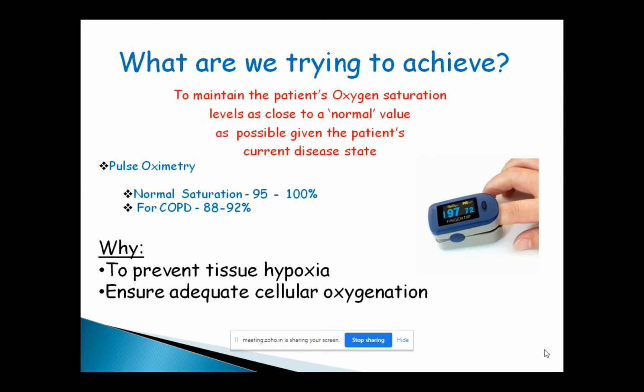So we are not treating the underlying problem. We are correcting the symptom caused by the underlying problem, which is hypoxia. So obviously, the fundamental problem has to be treated. For example, if patients have pneumonia, they have to be treated with antibiotics along with oxygen therapy. If people have a pulmonary embolism, it has to be dealt with anticoagulants along with oxygen therapy. Heart failure has to be treated along with oxygen therapy.